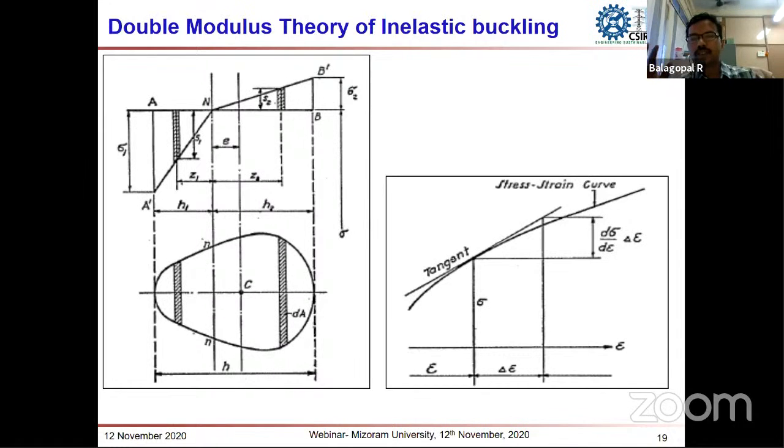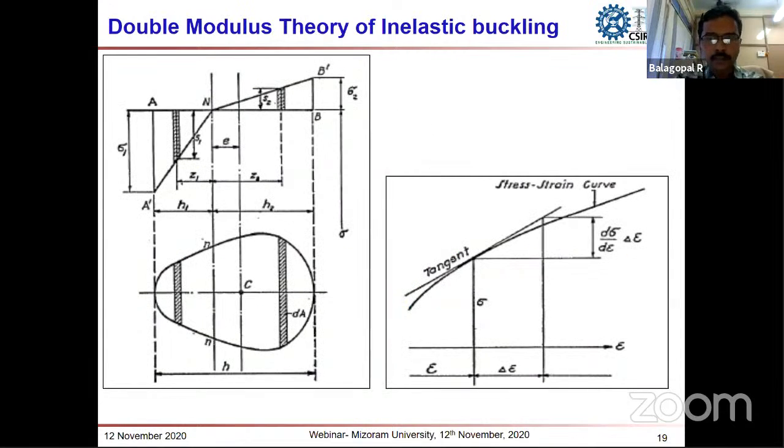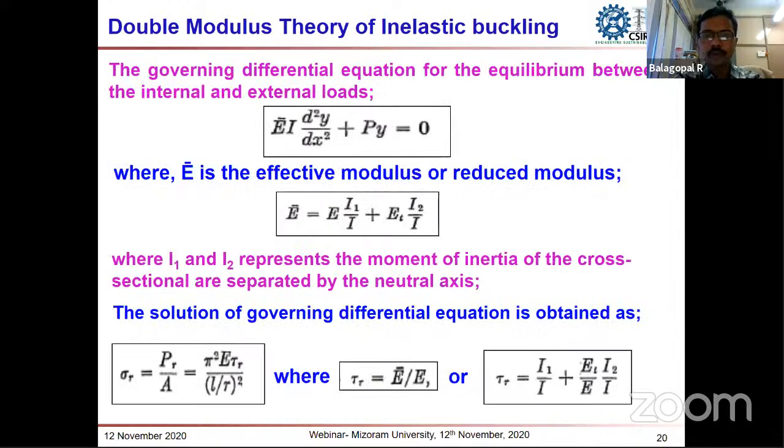In the double modulus theory, they have introduced a term called E bar. This E bar is calculated based on the reduced modulus. It is called the effective modulus or reduced modulus. In Euler buckling, the elastic modulus is constant through the inception of buckling, but this is an advanced version of that buckling formula. Here the reduced modulus is computed based on the location of the neutral axis. As the section starts buckling, the neutral axis will shift. Based on that shift of the neutral axis, we have to compute the reduced modulus.